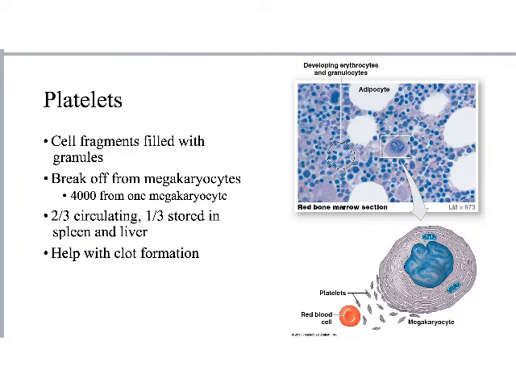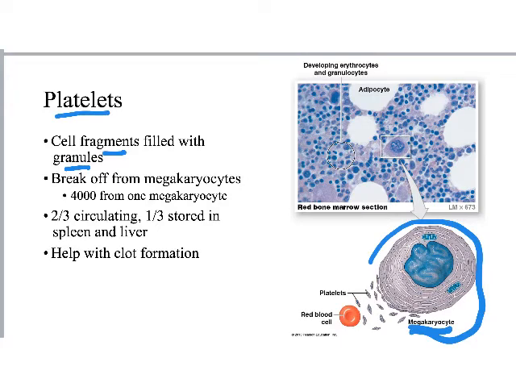All right, the last of the cells is actually not a cell at all, but rather just a piece of a cell that broke off. We call these platelets. So these are cell fragments, and they also have granules inside of them. And those granules are very useful in promoting clot formation. So you start with the cell. The cells that make platelets are called megakaryocytes. Mega just means big, right? So these are huge cells that basically break off bit by bit and form platelets, as you can see there in the picture.